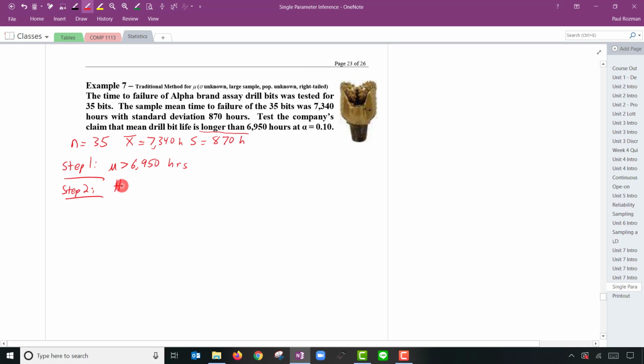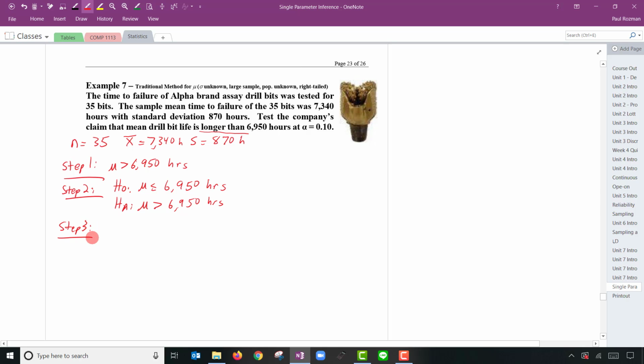Step number 2, to do this, we'll have our null and alternative hypotheses. Because this claim does not have an equal sign in it, it will have to sit in the alternate hypothesis position. So the alternative hypothesis is mu greater than 6,950 hours. Our null hypothesis is then just the opposite. So we're basically going to assume the opposite of the claim is true throughout our analysis.